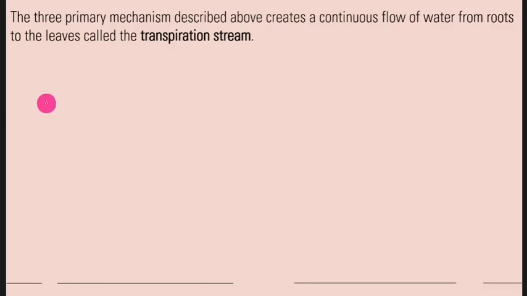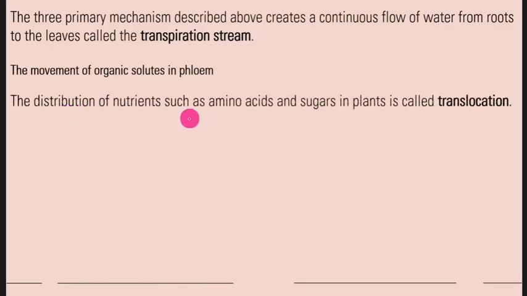Now let's look at the movement of organic solutes in phloem. What are these organic solutes we are talking about? We are talking about sugars and mineral salts. So the movement of sugars and the mineral salts in phloem. Now, how do they move? So what you should know, guys, here is that the distribution of nutrients such as amino acids and sugars in plants is called translocation. So this is the name of the movement of amino acids and sugar in plants. So it is called translocation.